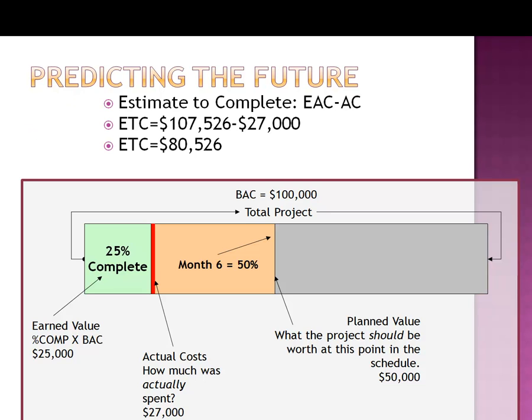Now the next formula for predicting the future is the estimate to complete. How much more will we need? The estimate to complete is our estimate at completion minus the actual cost. So in this example, our EAC was $107,526. Our actual cost is $27,000. So we will need $80,526 more dollars in order to complete this project.